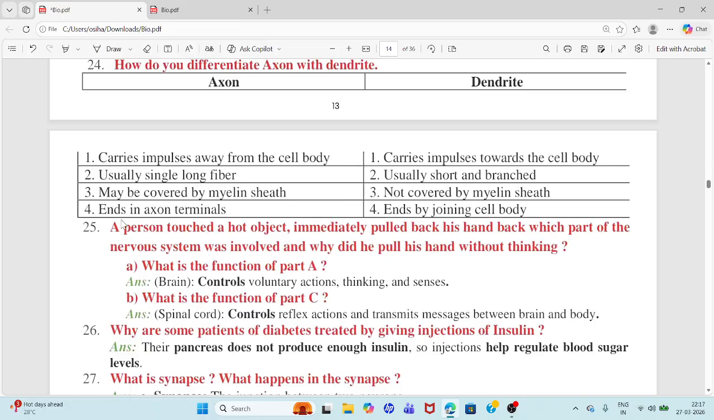Question 25. A person touched a hot object and immediately pulled his hand back. Which part of the nervous system was involved, and why did he pull his hand without thinking? Answer. You have read these lines, okay? Now we are going to answer. What is the function of part A? It controls voluntary actions, thinking, and senses. What is the function of part C? Spinal cord controls the reflex actions and transmits messages between brain and body.